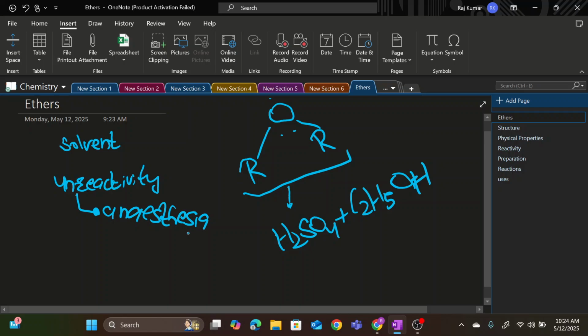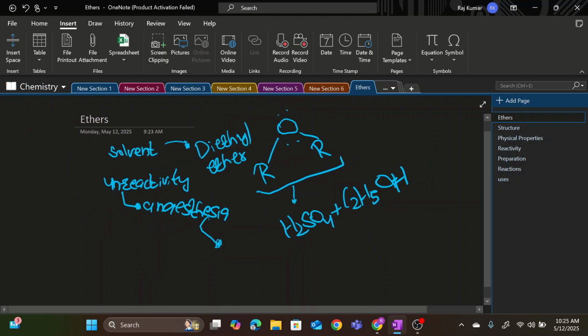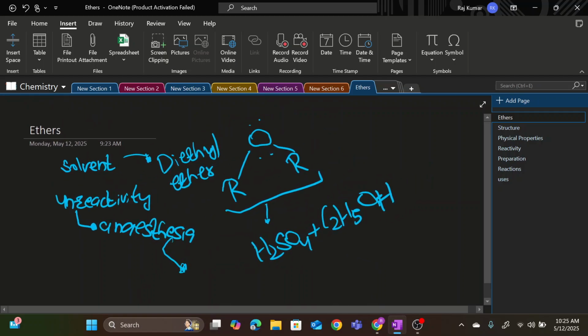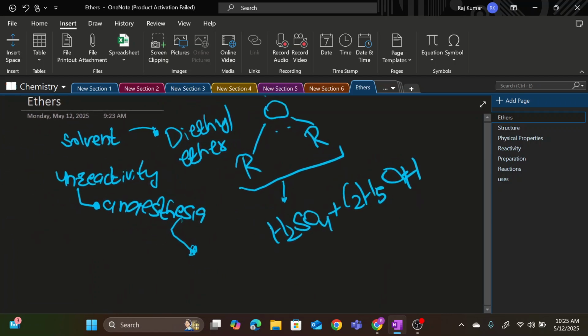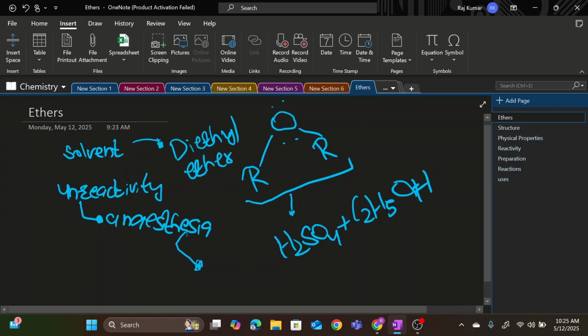One of the most common solvents used as an ether is diethyl ether, which is used as a solvent for various reactions such as the Wurtz-Fittig reaction, which we did last time, and the preparation of Grignard's reagent. And when it comes to anesthesia, we have many ether anesthetics, which are used for making the patient numb during surgical procedures.